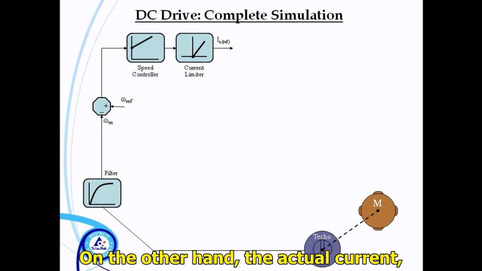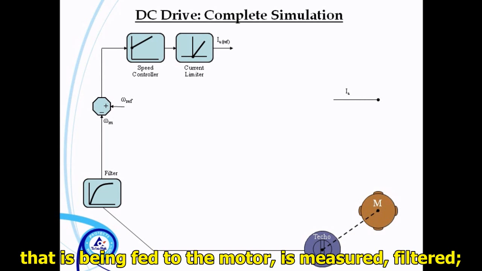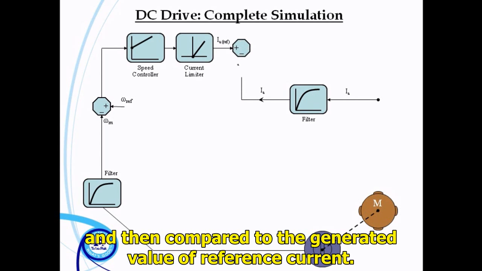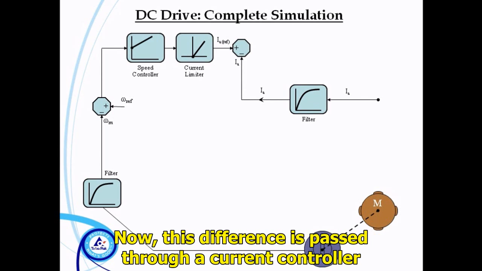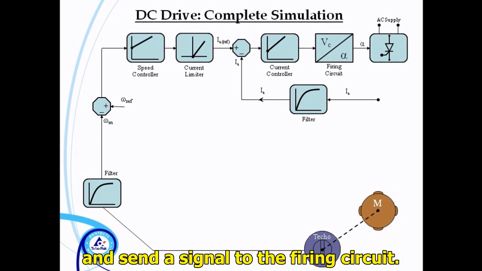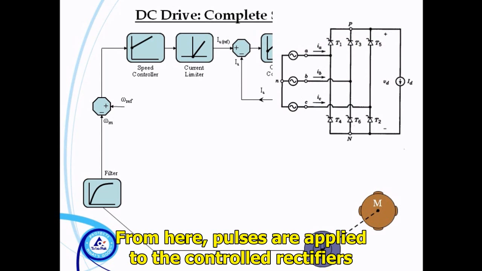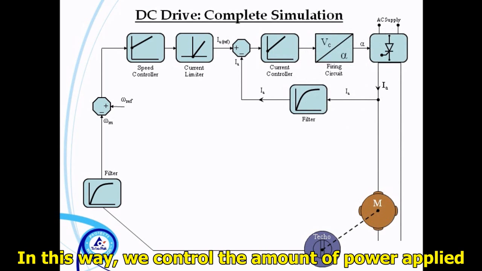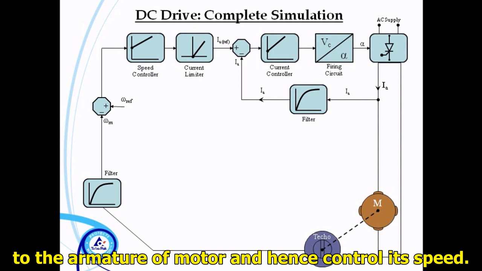On the other hand, the actual current that is being fed to the motor is measured, filtered to remove any harmonics, and then compared to the generated value of reference current. Now, this difference is passed through a current controller which specifies the firing angle according to the difference and sends a signal to the firing circuit. From here, pulses are applied to the controlled rectifiers at calculated intervals. In this way, we control the amount of power applied to the armature of motor and hence control its speed.